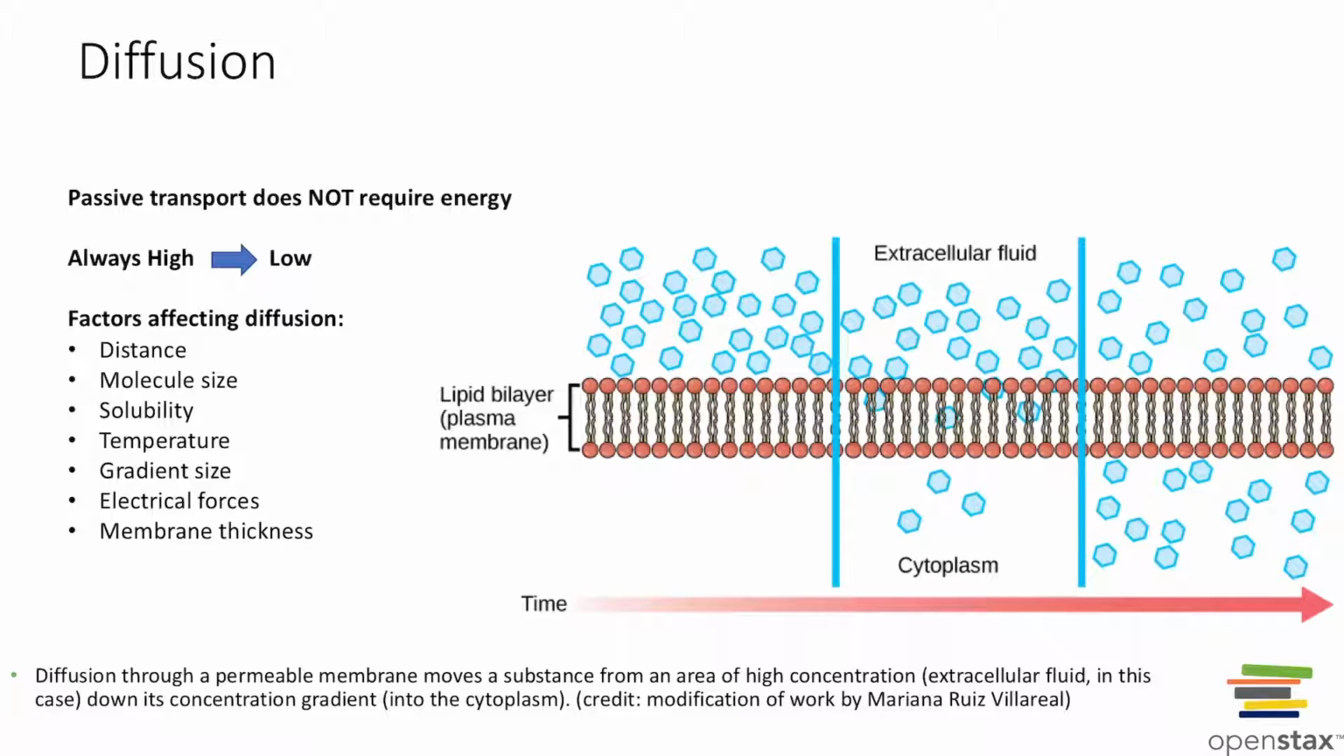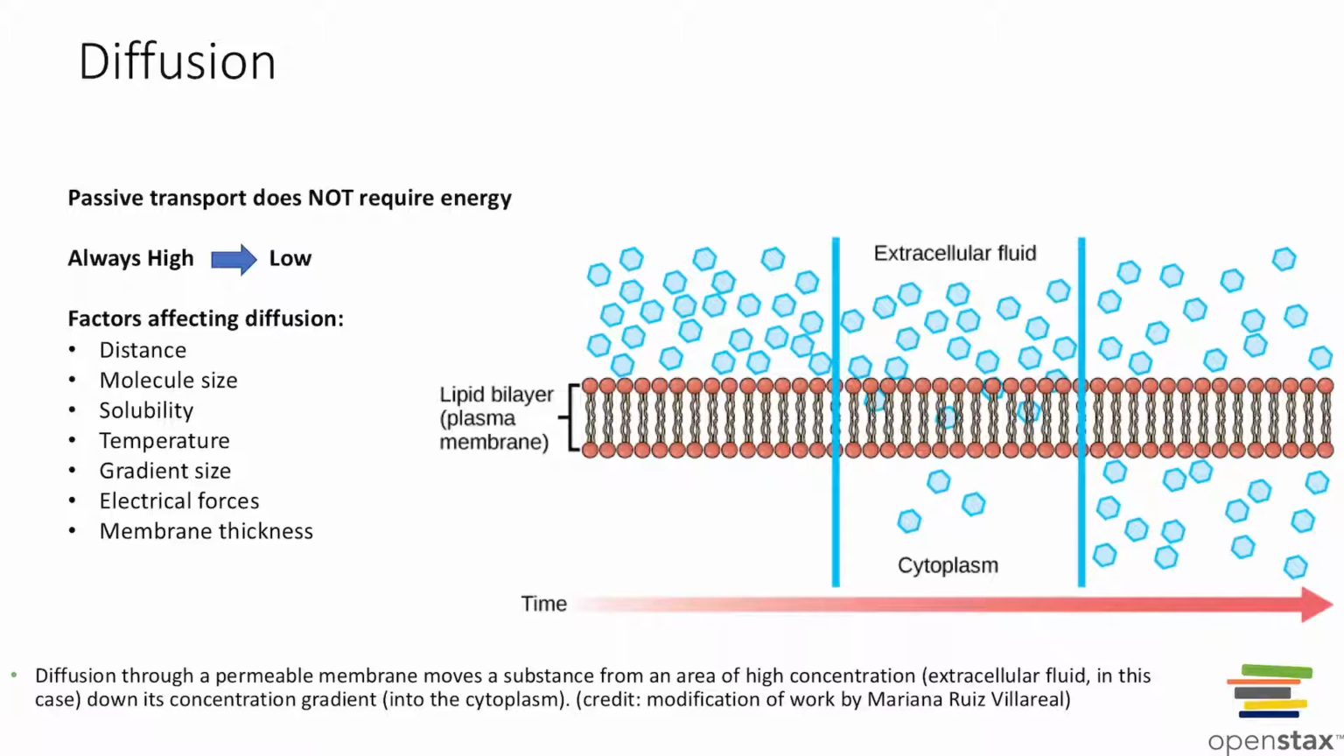One of those is distance. So it depends on the cell. Is this a unicellular organism? Is it a multicellular organism? How far does this substance have to travel? The further the distance, the more complicated it becomes, and the harder it is for something to travel across a long distance. So the shorter the distance, the easier diffusion is going to happen.